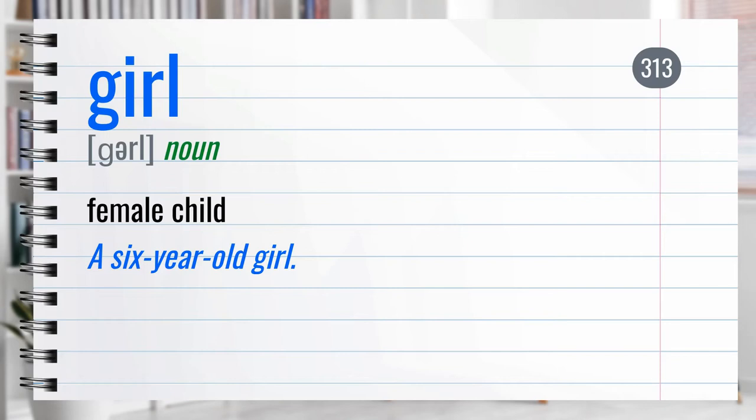Girl. Girl means female child. For example, a 6-year-old girl.